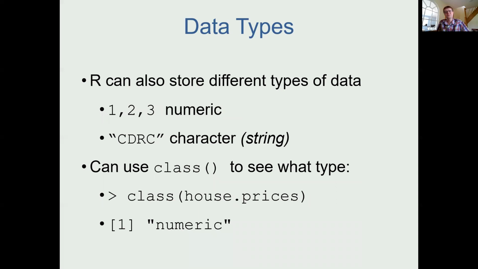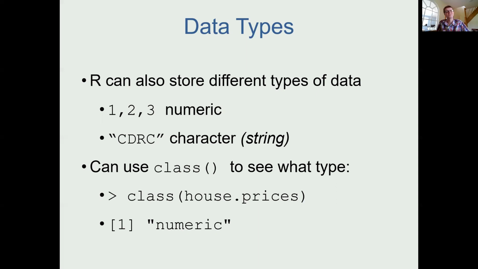R can also store different types of data. So this is in terms of what's actually stored in your variable. The two biggest ones are numeric, which is numbers, so 1, 2, 3 and so on, or character, or what we might also call string if you've got a computer science background. And so this is letters. These are either words or sentences or individual letters.